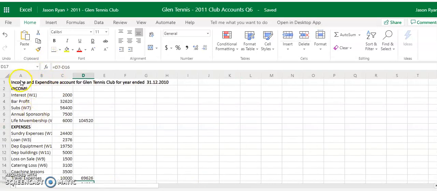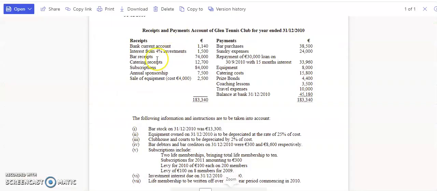With that, your income and expenditure account is going to look like this. Remember, you put in your heading, income and expenditure for Glen Tennis Club for year ended. Always put that in because you get marks for it. It's your income. The first item we have here is bank. Bank will never go into your income and expenditure account. Remember, income and expenditure account is like your profit and loss account. Your bank will usually go into your balance sheet, and it's usually the bank balance at the end. That bank balance has been used already as part of your accumulated fund.